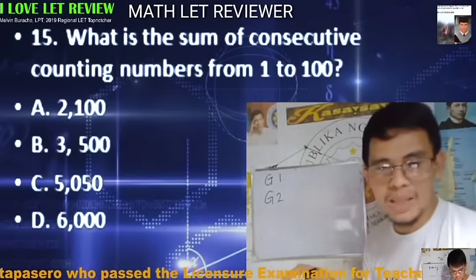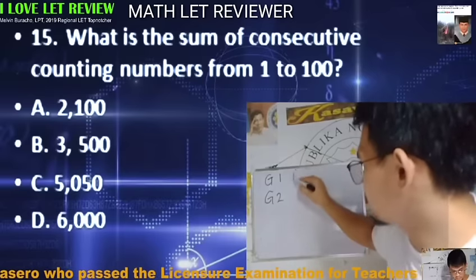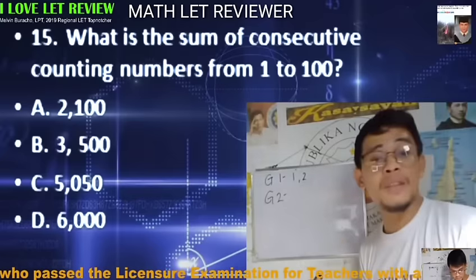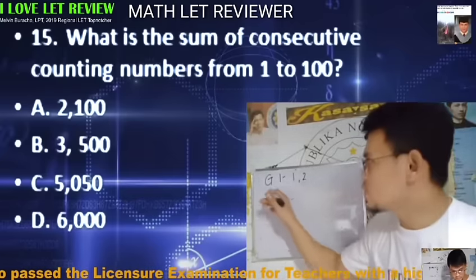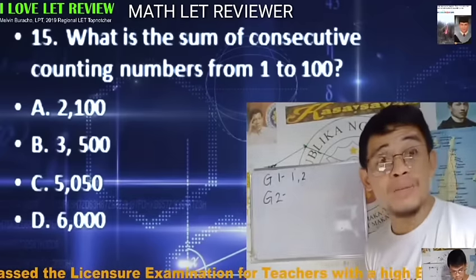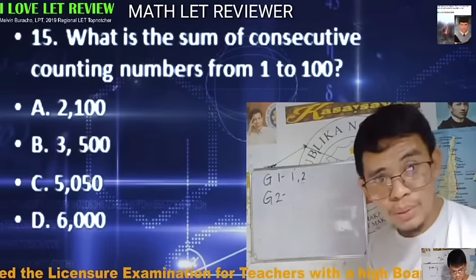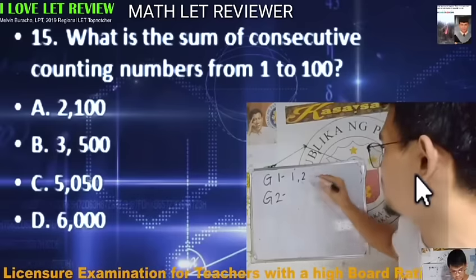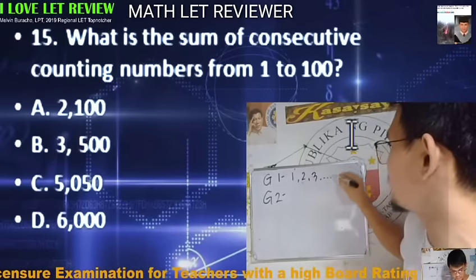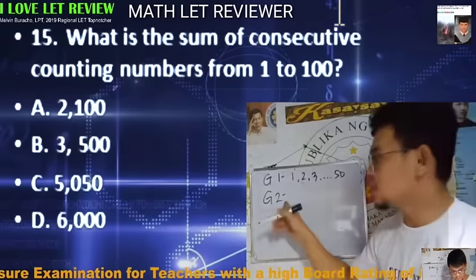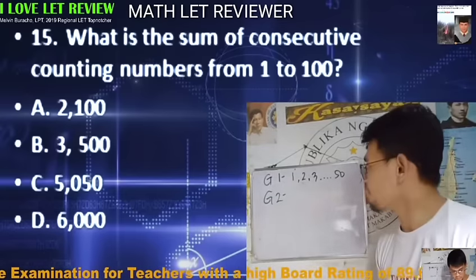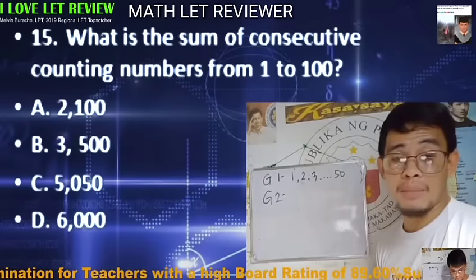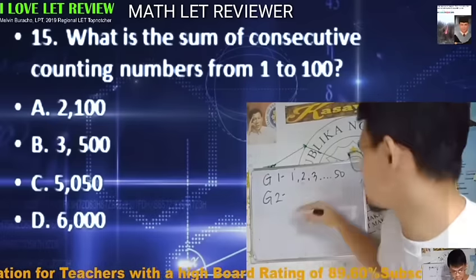Okay? So, now, what is the first group? That would be 1. Okay, so this is the first group. 1, 2, until 50. Because you're going to divide it by 2. To get the group, of course, you have to divide it by 2. Because there are only 2 groups to work. Correct? So 100 divided by 2 is 50. So ang 1 to 50, that will be 1, 2, 3, until 50. Now, in group 2, what is the starting number? What is the starting number? You are going to start with 100.